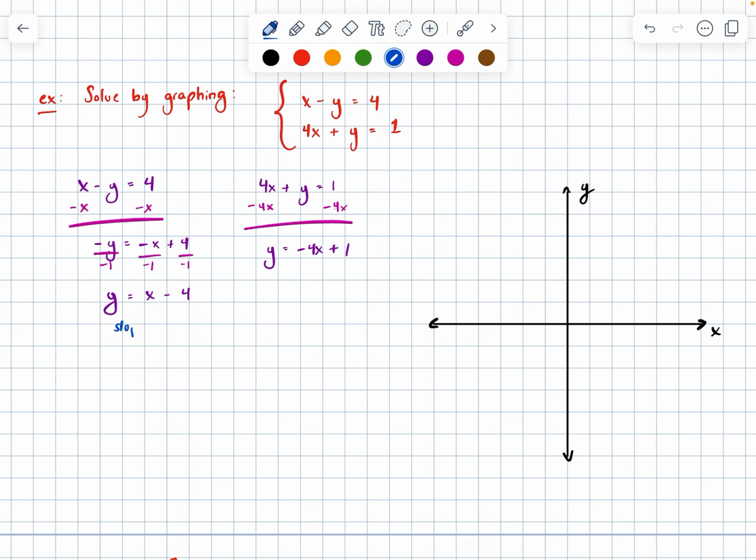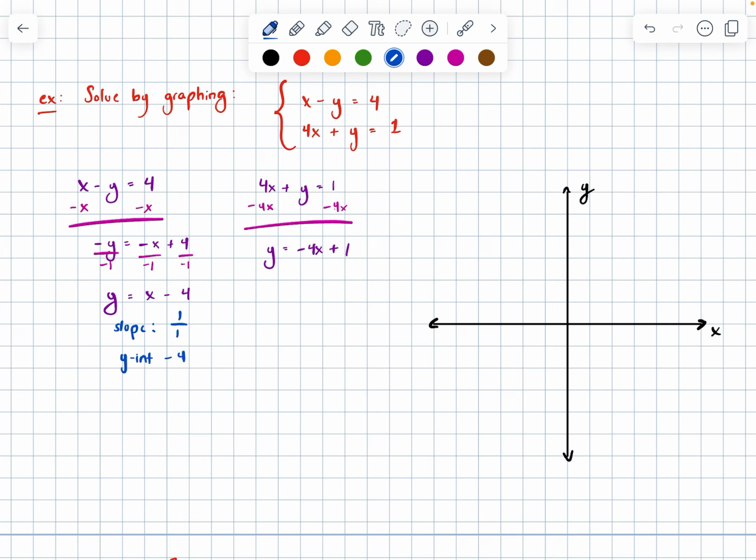For my equation on the left, I'm going to do it in blue. Because I am in y equals mx plus b, slope-intercept form, I know that the slope is the coefficient of x. So the slope is 1, which I'm going to choose to represent as a fraction 1 over 1, so I can use my rise and run. The y-intercept of this line is negative 4.